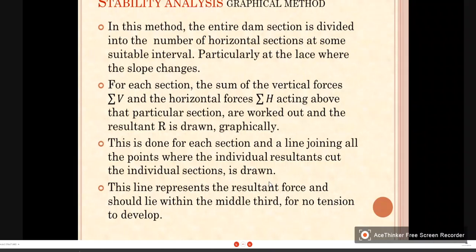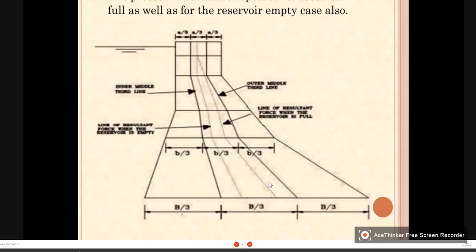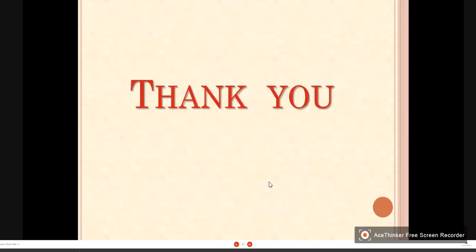The line represents the resultant force and should lie within the middle third so that no tension is developed. These lines represent the resultant forces, and also where the middle third part lies. There will be no tension developed in this case, and the procedure should be repeated for the reservoir full as well as the reservoir empty cases. The graphical representation of the diagram will come like this. That's it. Thank you.